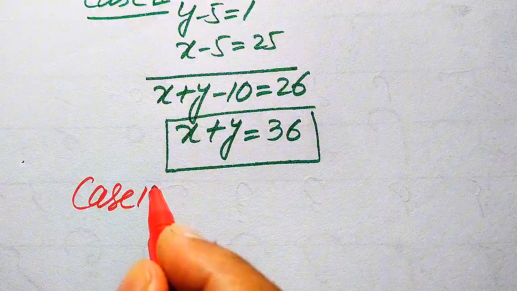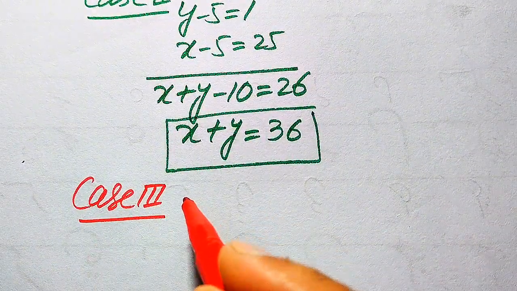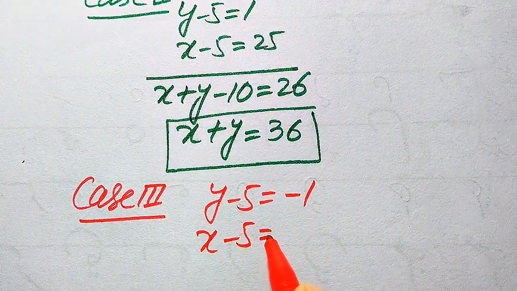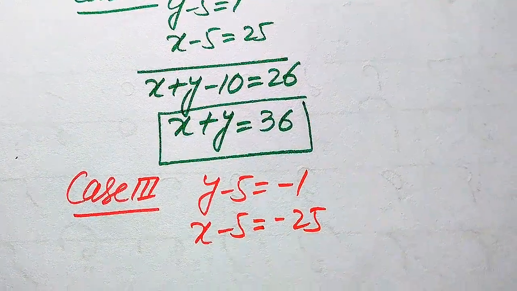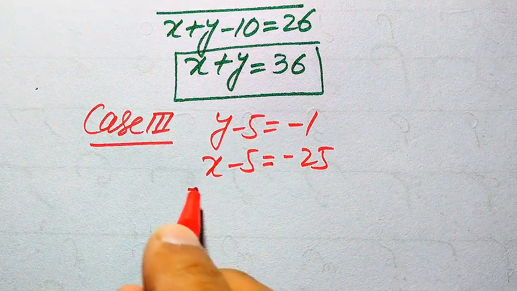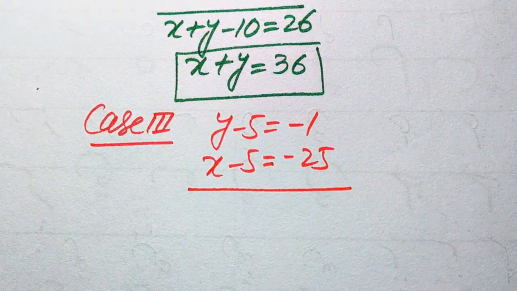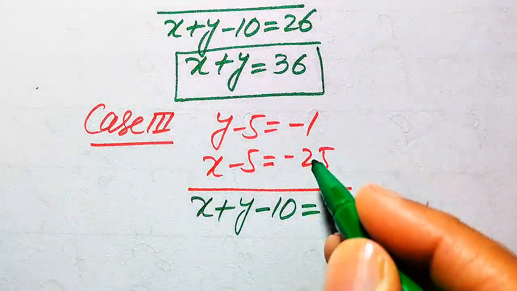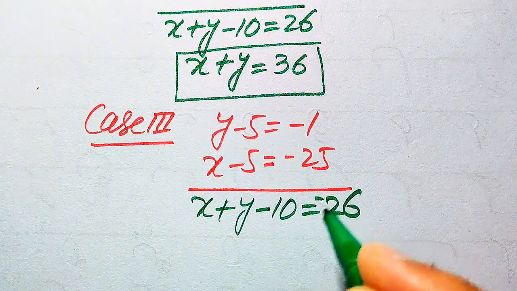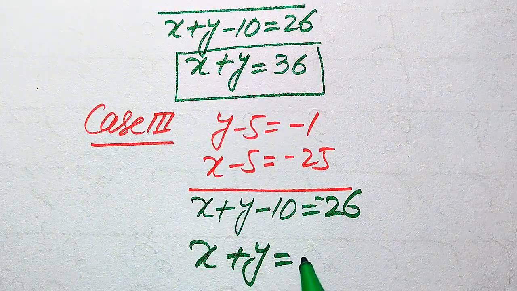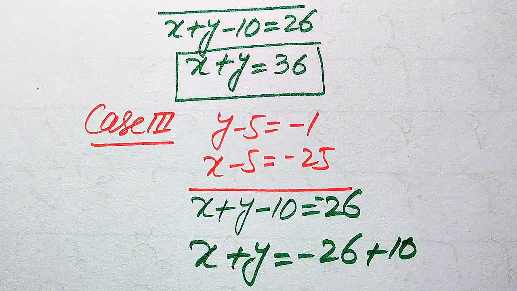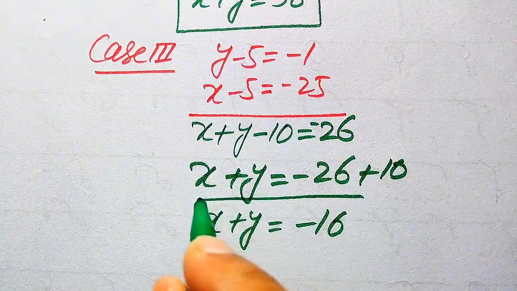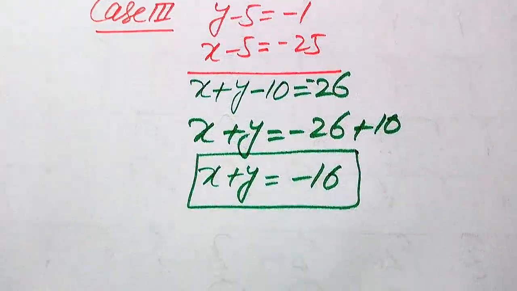And now we move towards our third case. In the third case, we compare our left hand side with these two numbers, in which we have y minus 5 equals -1 and x minus 5 equals -25. So this is our third comparison, and now we again sum up these two values, and we get x plus y. The -5 minus 5 becomes -10, -1 -25 is -26. And when we move -10 to the right hand side, it becomes -26 plus 10, and -26 plus 10 becomes -16. So this is the second different value of x plus y.